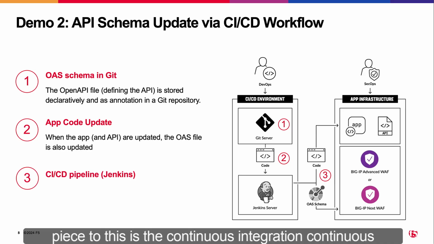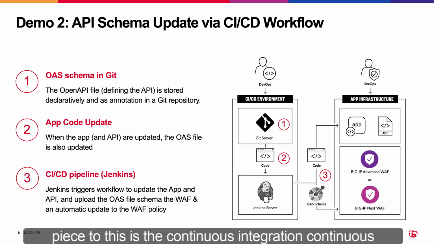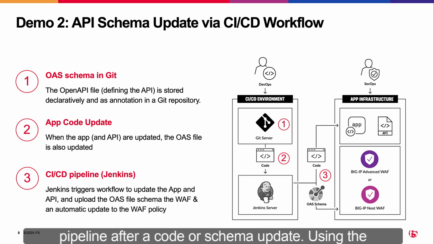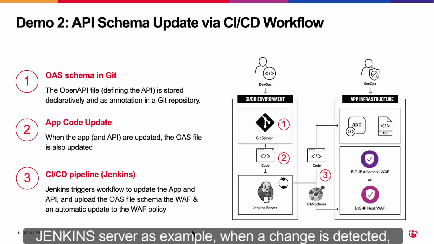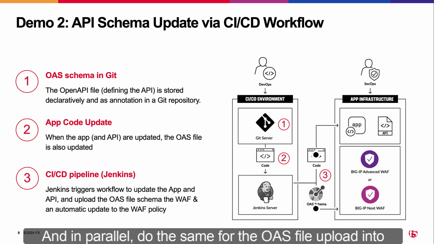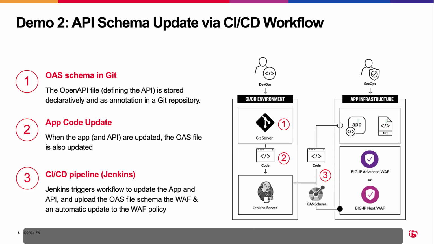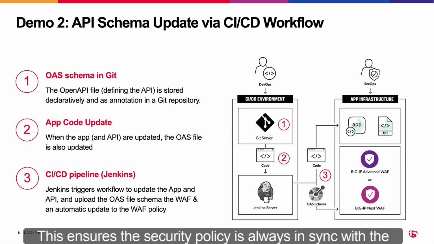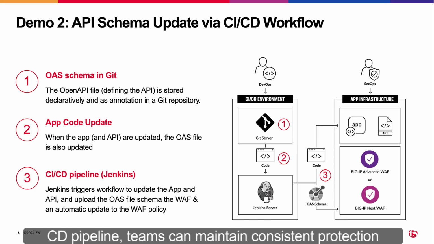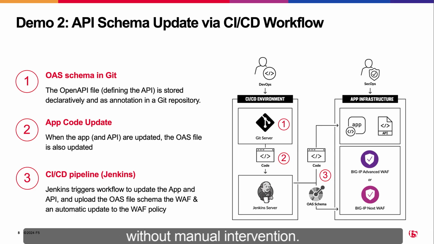The key piece to this is the continuous integration, continuous deployment, or CI/CD environment, which triggers a pipeline after code or schema updates. Using the Jenkins server as an example, when a change is detected, the pipeline is triggered to build and deploy the new code, and in parallel do the same for the OAS file upload into the WAF. This ensures the security policy is always in sync with the latest API definitions. By integrating the OAS file into the CI/CD pipeline, teams can maintain consistent protection without manual intervention.